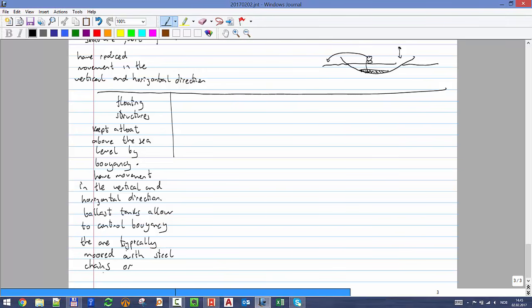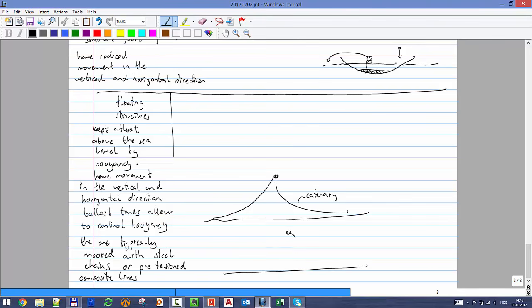Or it can also be with pre-tension. That's called composite lines. If you have steel chains, let's say that here you have the vessel and here you have the seabed. The steel chains usually go in a catenary shape. That's called a catenary. While with the pre-tension, they might have some catenary shape initially, but then they start being straight.